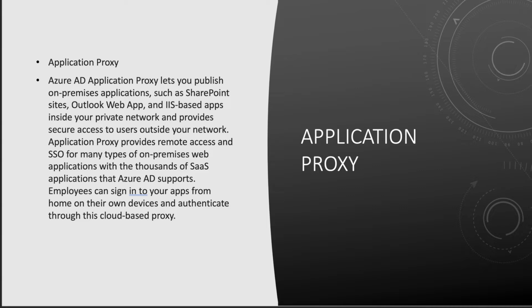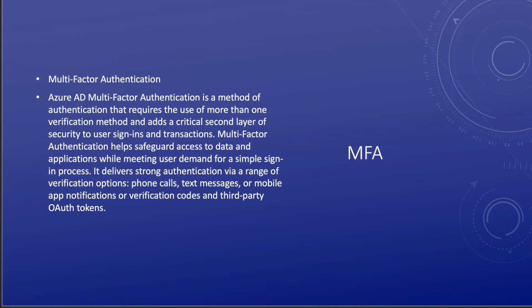There may be times that you want to do this, and there may be times that you may not want to do this. Given the era that we live in right now, a lot of that is going to be your employees working from home. And so you're going to want to use this application proxy to provide remote access and single sign-on for many types of your on-premise web applications. And there's a lot of software as a service applications that Azure Active Directory will support. Employees can sign in from their home, do their thing, have a great day at work, and then walk away. And you can do all of this through that cloud-based proxy.